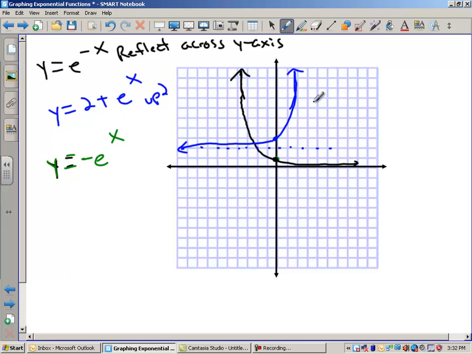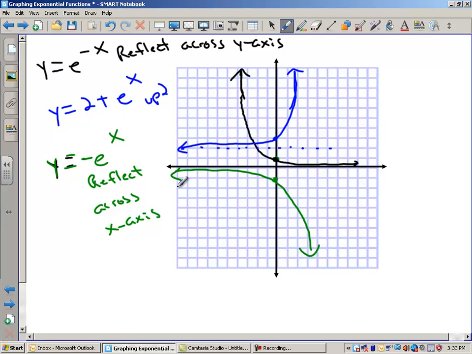Now let's graph negative e to the x. This is going to be a reflection across the x-axis. So instead of going through 0, 1, this is going to go through 0, negative 1. And it's going to look like this. Shoot straight down like a rocket going down.